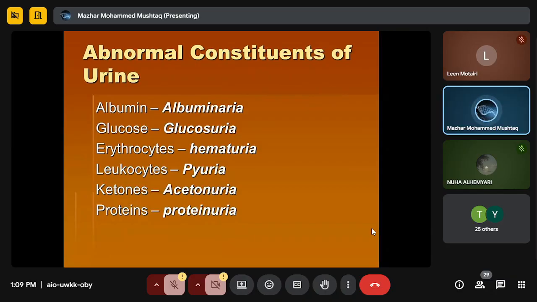If you look here, albumin and protein are both proteins, but some of the tests can be very specific, detecting albumin but not the other proteins. Some tests can detect the whole protein. That is why we call it proteinuria.